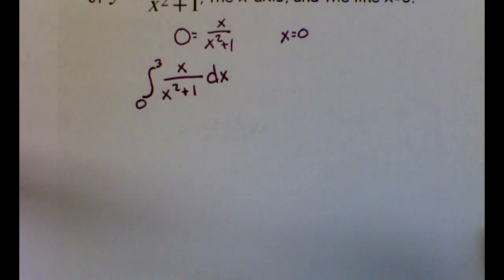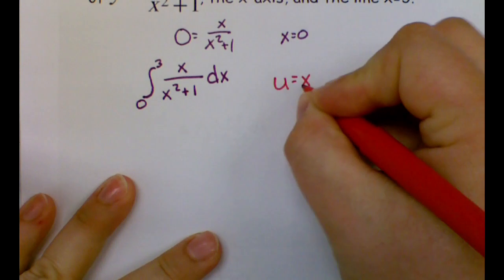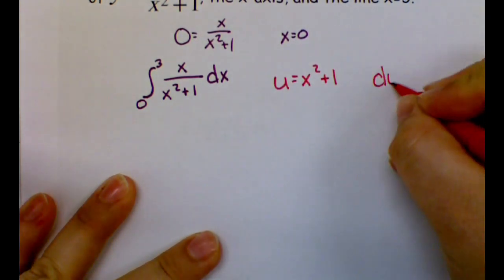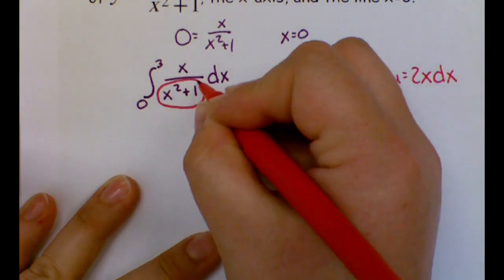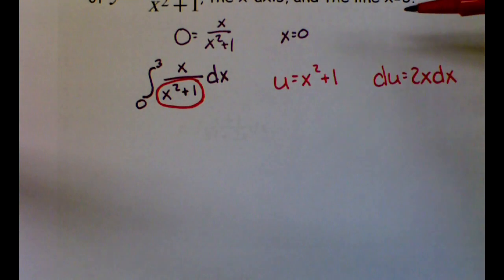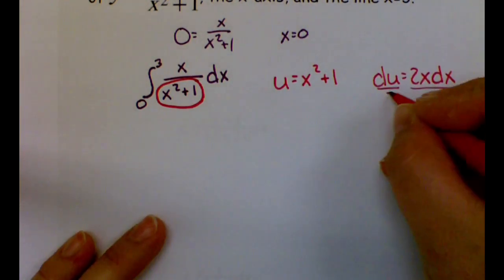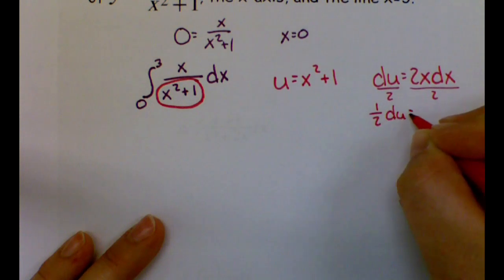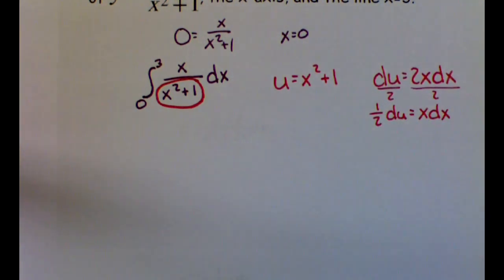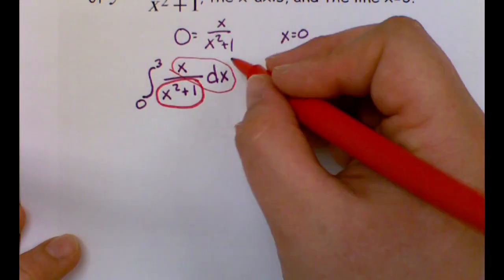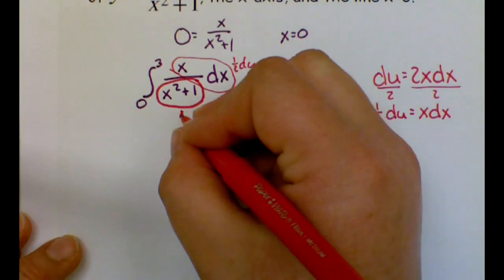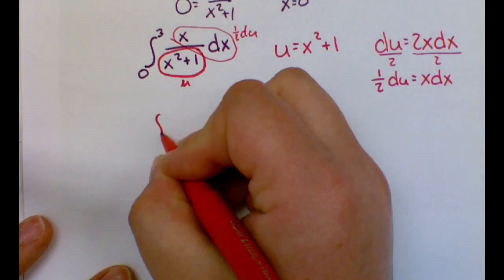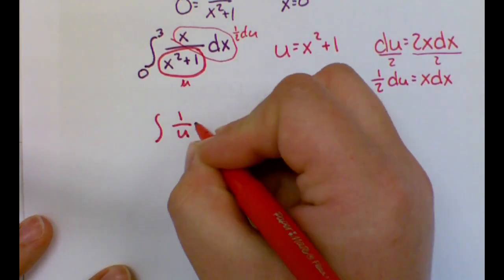Well, to do that, we need to use u substitution. Set u equal to my denominator, which means du is 2x dx. Notice that this here is u. So that means we want the rest to be du. I just have an x, so I need to get that 2 out of there. 1/2 du equals x dx. So now we'll replace the x dx with 1/2 du. We'll replace the x squared plus 1 with a u. So we have the antiderivative of 1 over u times 1/2 du.